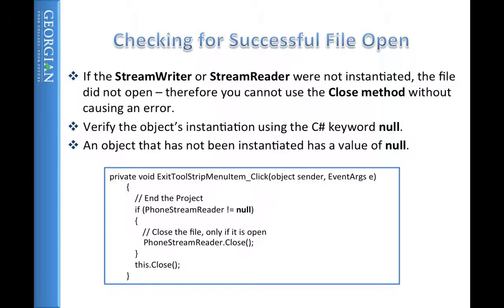Okay. If the StreamWriter or StreamReader is not instantiated, the file did not open, and you can't use the close method, right? So if I've clicked the cancel button, and if I use a close method on an object that's not instantiated, I'm going to get an error, right? So I've got to check to see if my phone StreamReader is even instantiated. And the way I can do that is I can check with the null keyword. I can say, well, if my phone StreamReader is not equal to null, so that means it's been instantiated, then I use the close method.